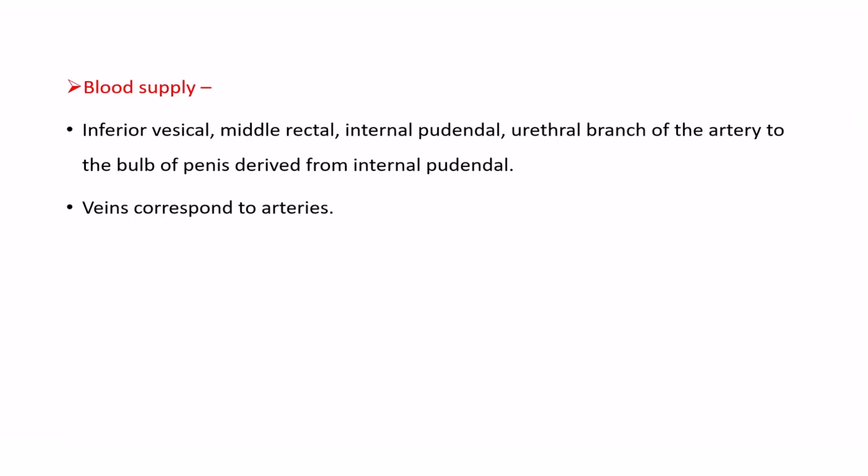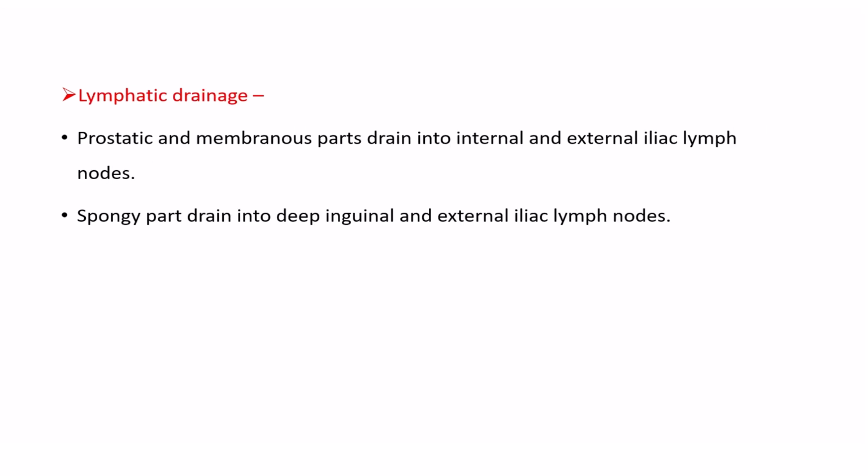So the following are the vessels which supply the male urethra: the inferior vesical artery, middle rectal artery, internal pudendal artery, and the urethral branch of the artery to the bulb of the penis, which is ultimately a branch of the internal pudendal artery. The veins correspond to the arteries. Prostatic and membranous parts drain into internal and external iliac lymph nodes. The spongy part drains into deep inguinal lymph nodes. Sometimes it will also drain into external iliac lymph nodes.